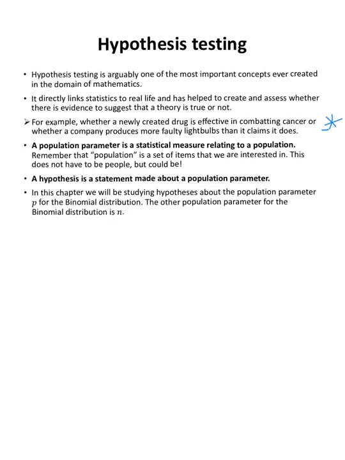And in this section of the chapter, we're looking at hypotheses about the population parameter, p, for the binomial distribution. Okay, the other parameter for the binomial is n. So if you remember, we have the binomial, and n and p are our parameters.